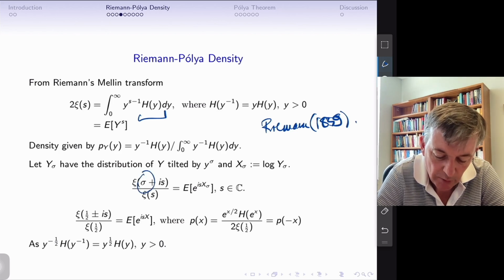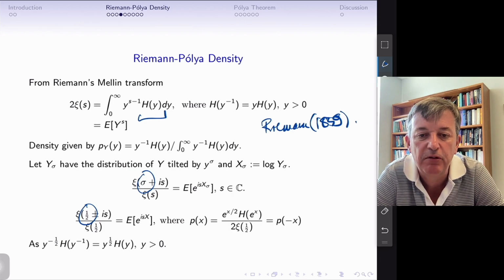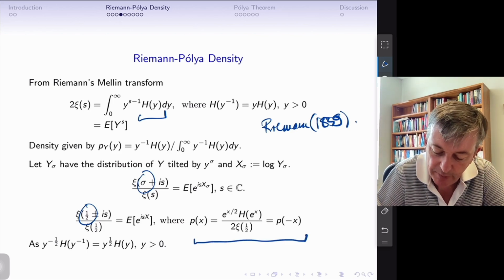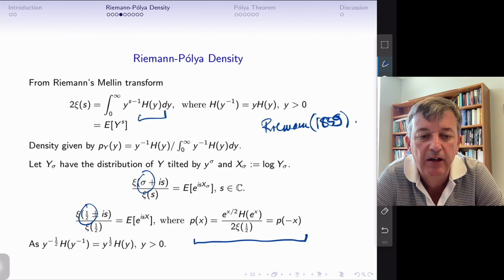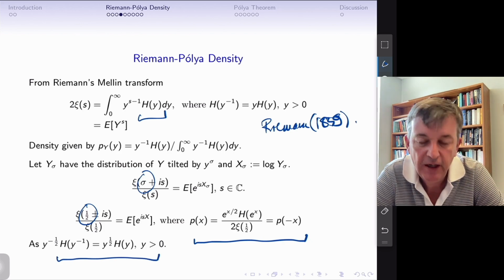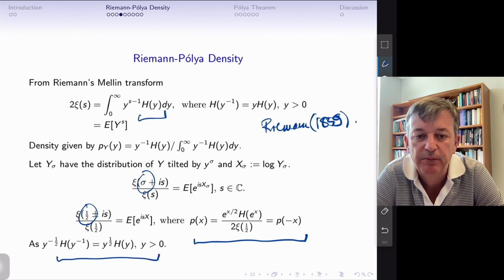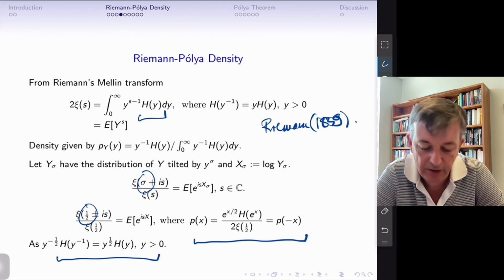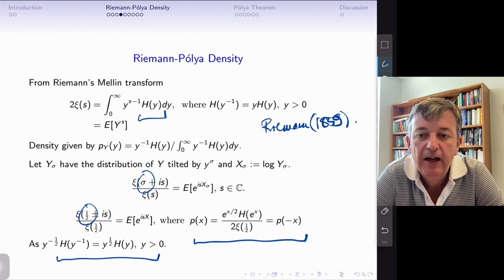We'd like to evaluate it at sigma. We'd also like to evaluate in the case when sigma is equal to a half. And essentially we can find that symmetric density that we talked about on the other page. And it's symmetric because, if I look at the properties of the H function from the Jacobi function, we have this identity here. So essentially, Riemann and Polya found the density that provides the Fourier transform of the psi function.